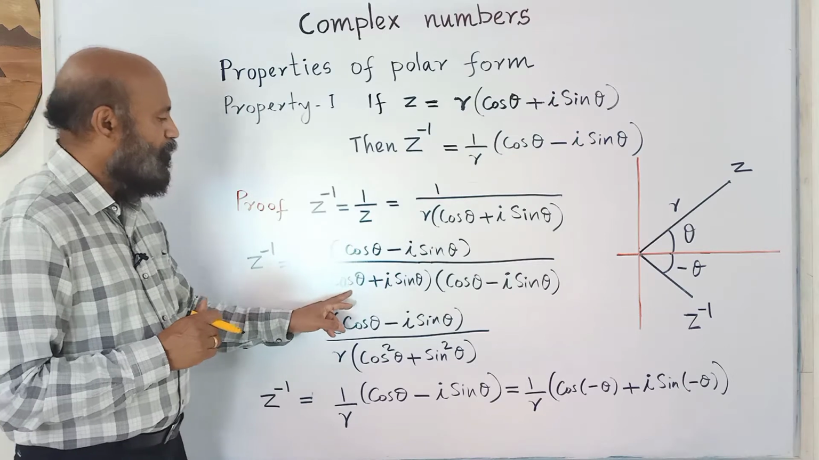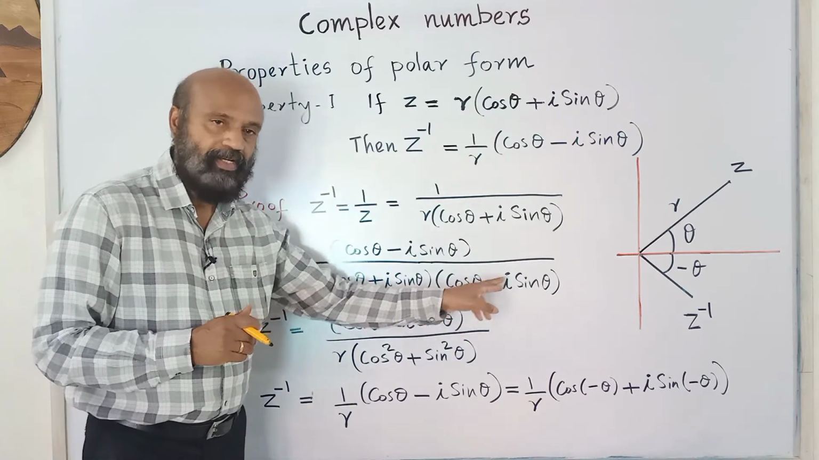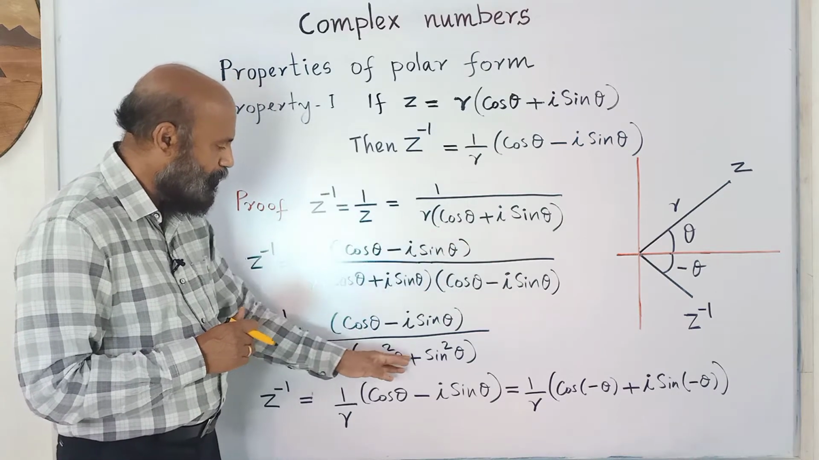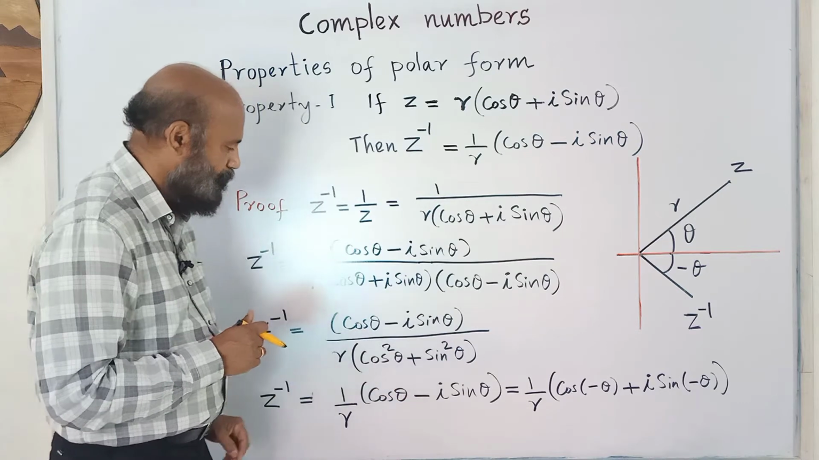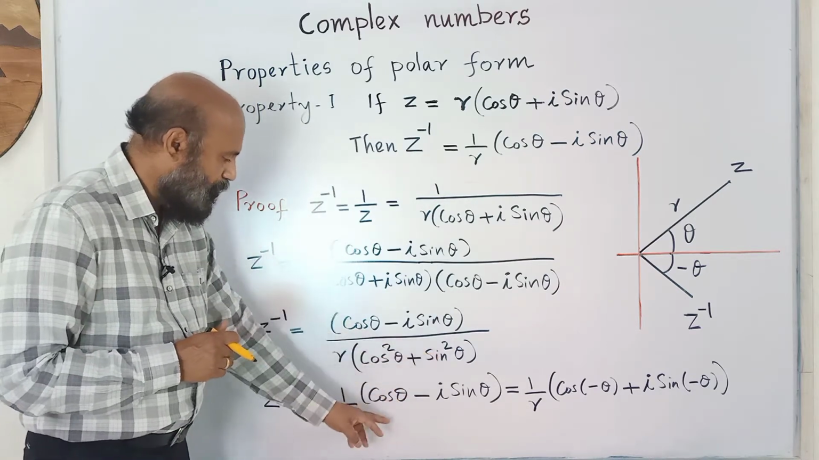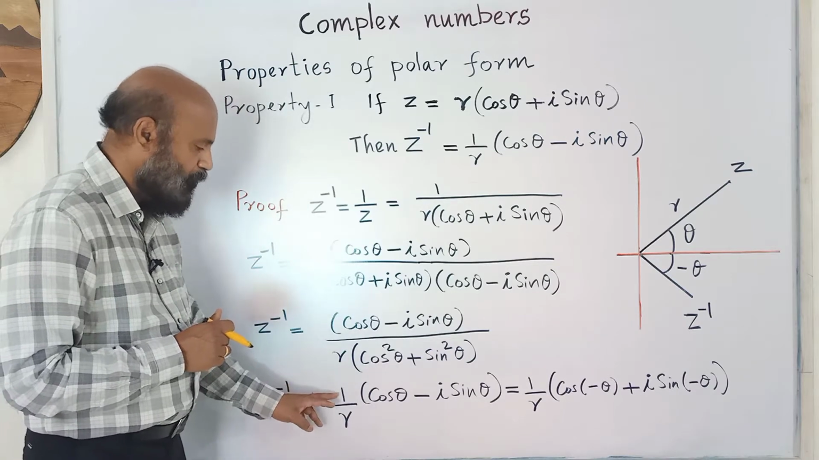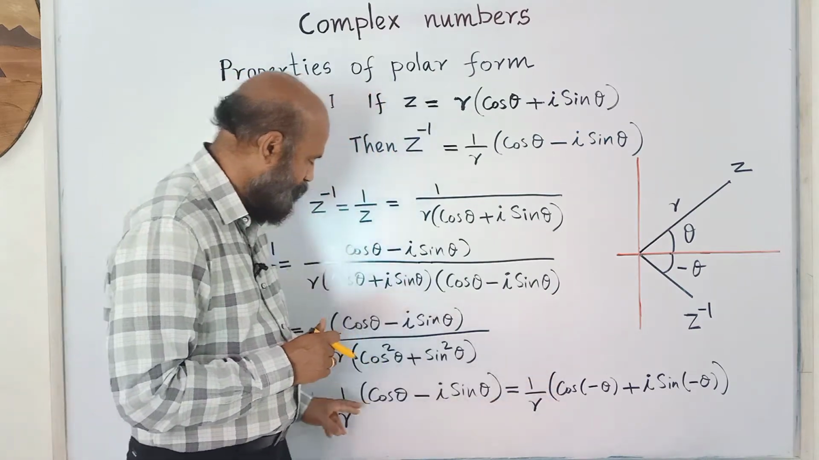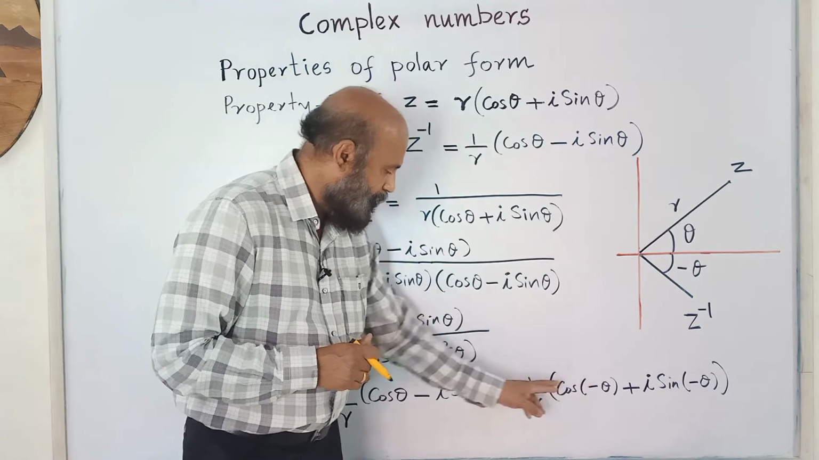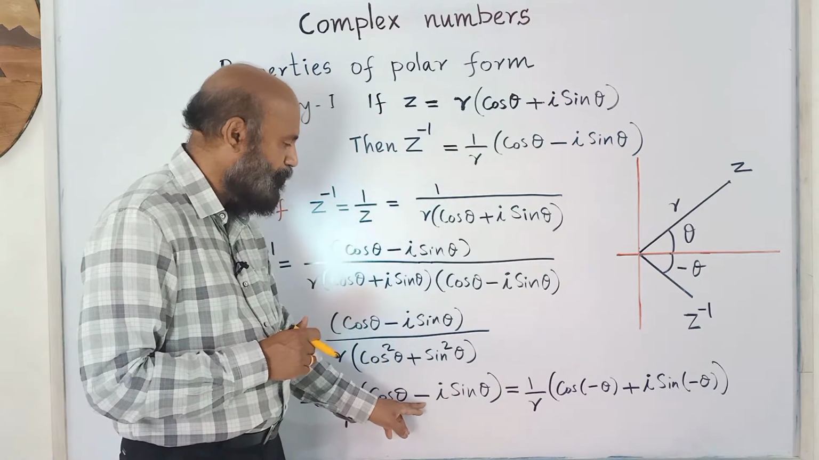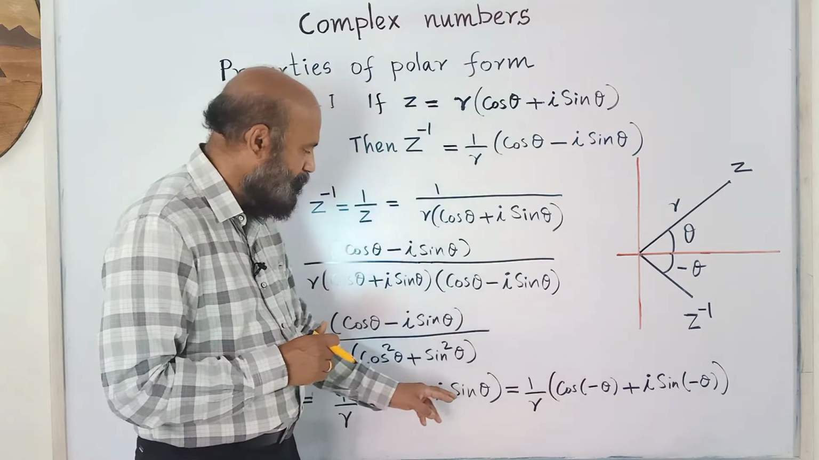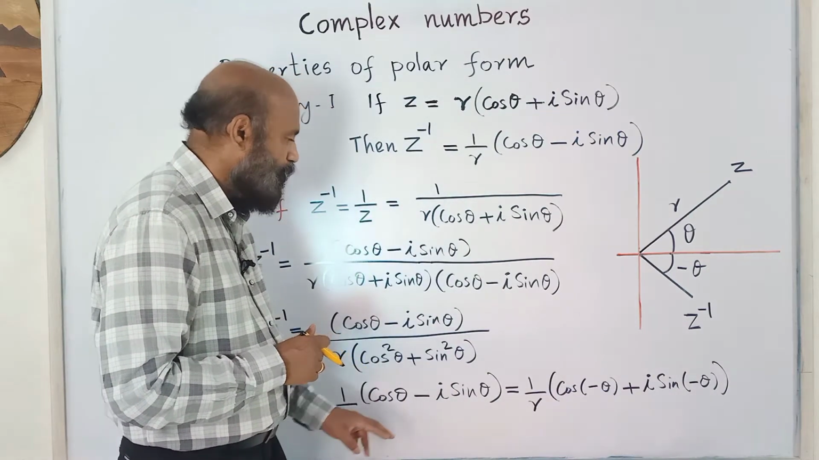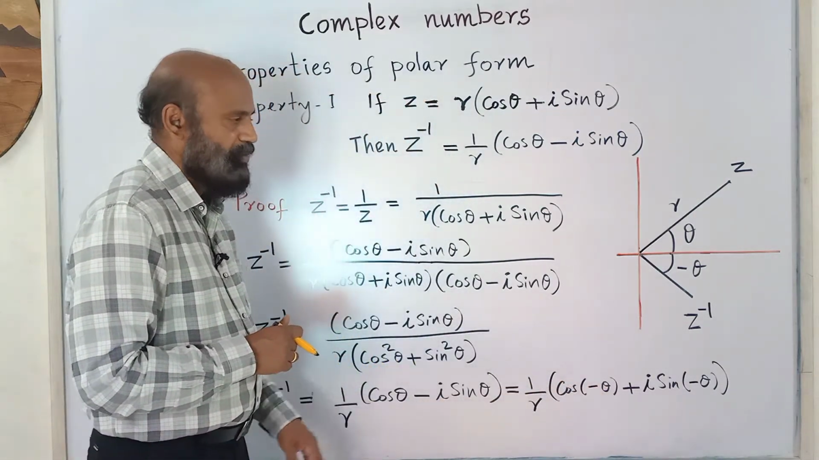Then this r. Here cos theta plus i sin theta into cos theta minus i sin theta. A complex number multiplied by its conjugate will be cos square theta plus sin square theta. Cos square theta plus sin square theta is 1. So z raised to minus 1 is equal to 1 by r cos theta minus i sin theta. So this can be written like this: 1 by r cos minus theta plus i sin minus theta, because sin minus theta is minus sin theta, and cos minus theta is cos theta.